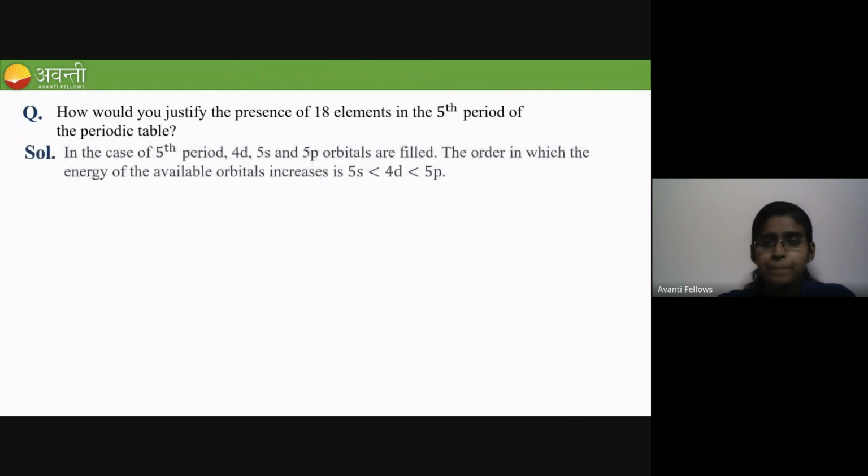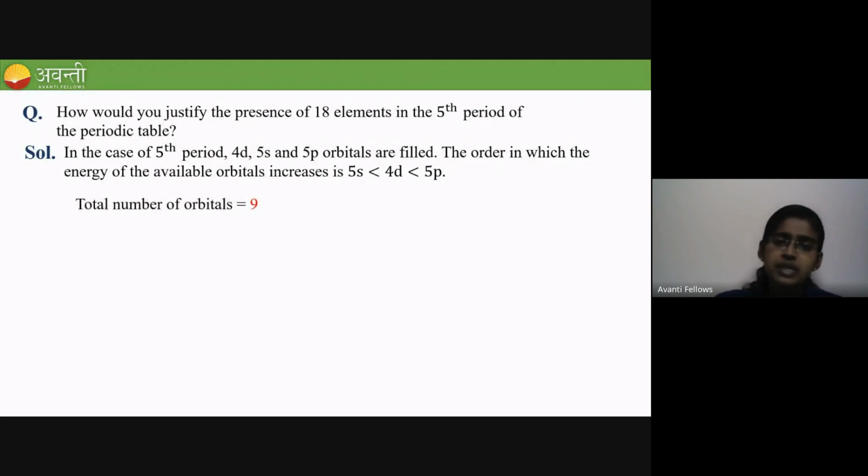In case of the fifth period, we have 4d, 5s, 5p orbitals filled. The order of energy of the available orbitals is 5s lesser than 4d lesser than 5p, which means 5p has the highest energy. So the total number of orbitals will be 9 for this.